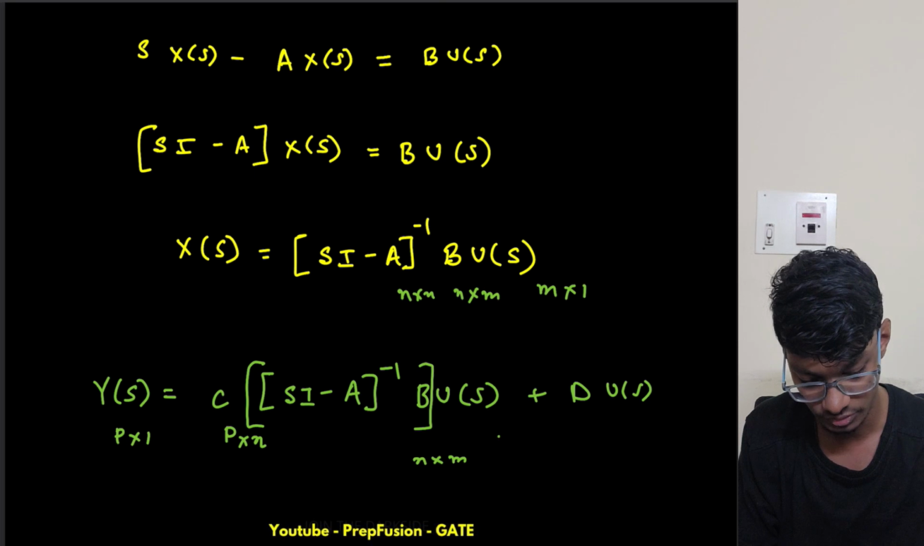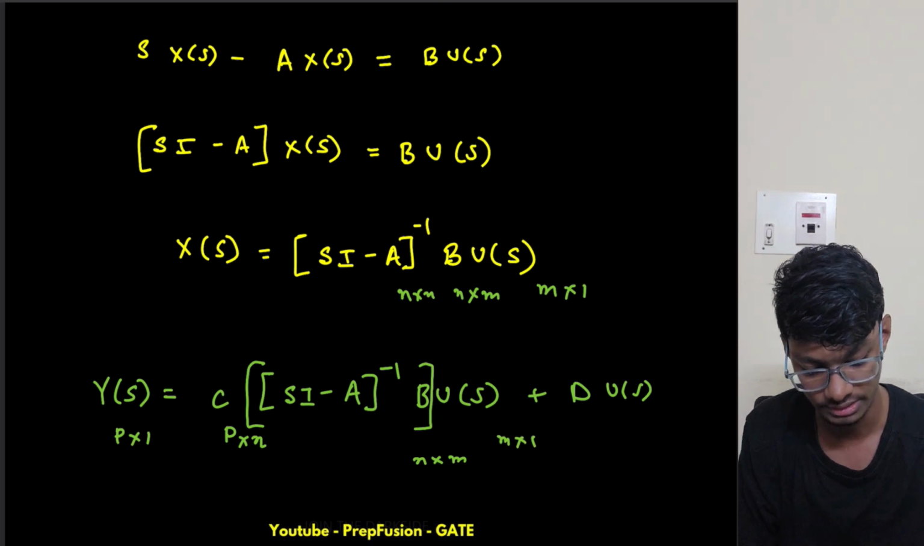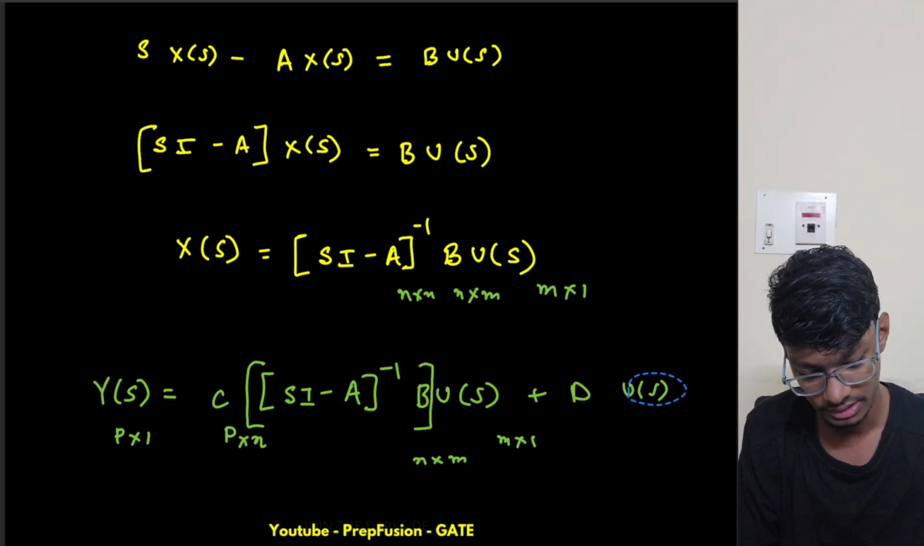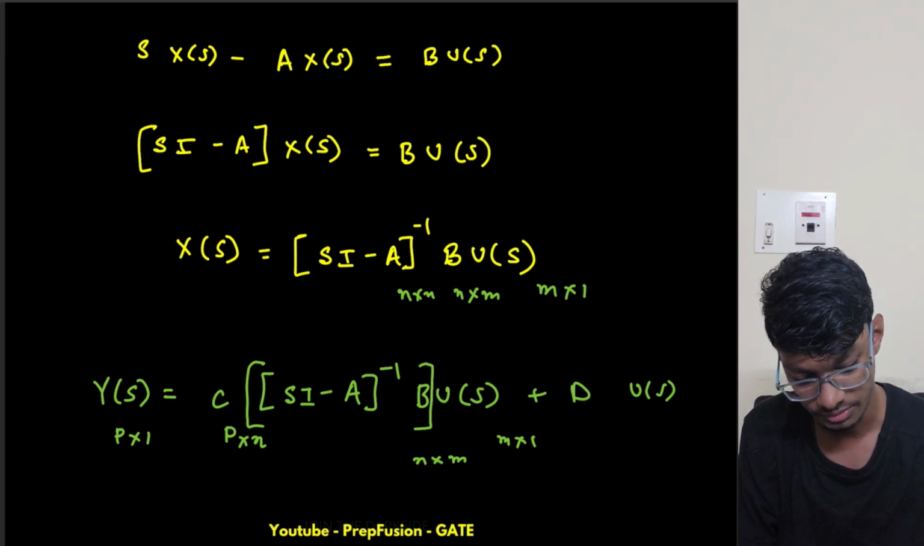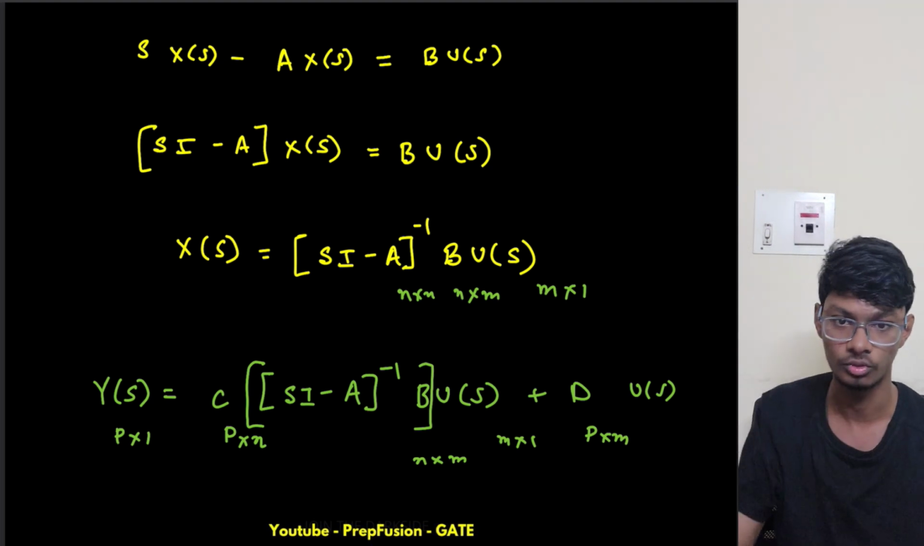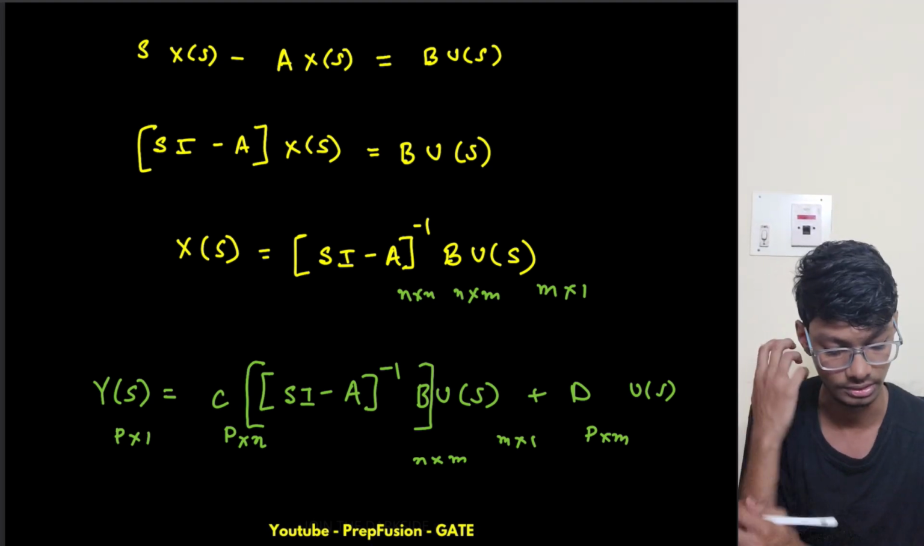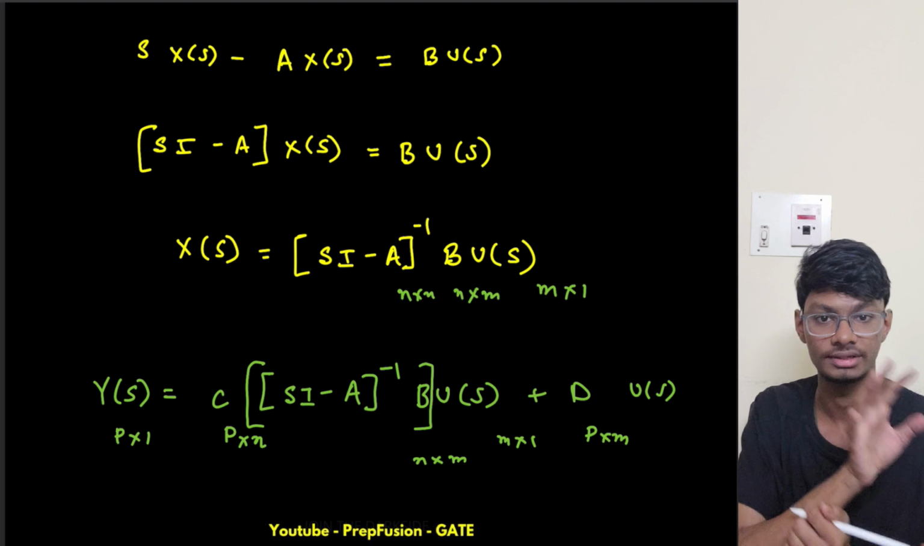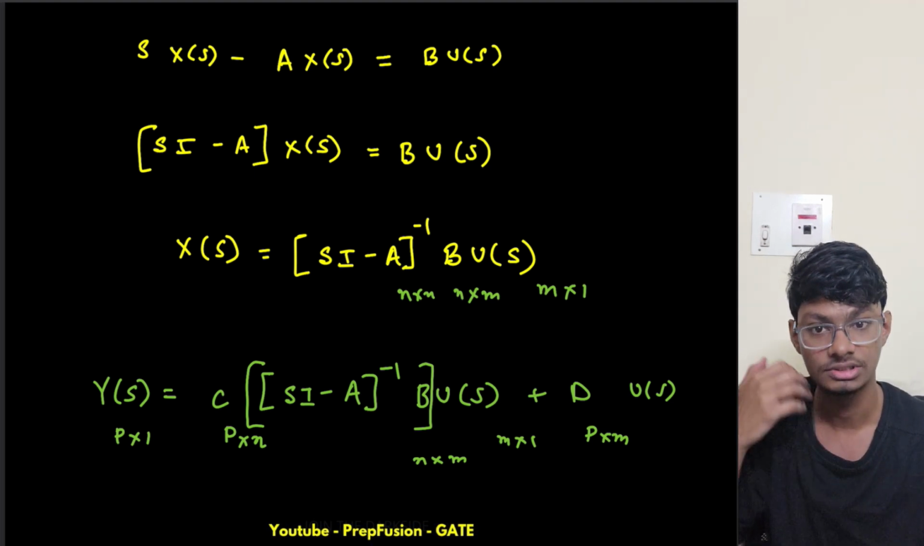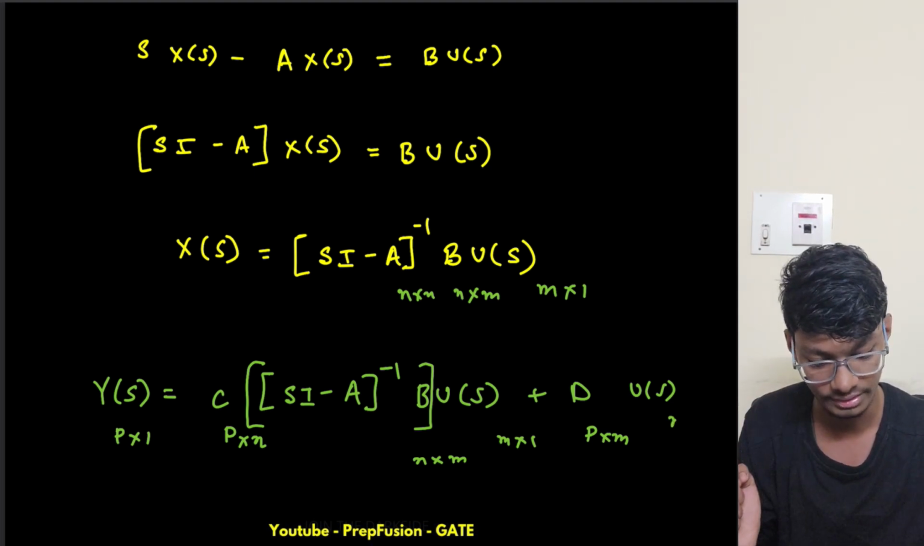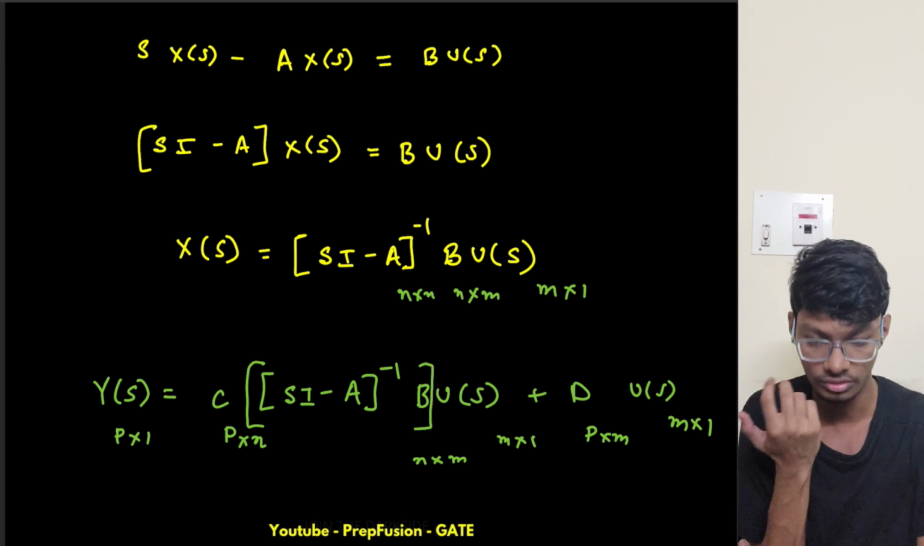Now this U has order of m cross 1, and this D has order of p cross m, because it is relating the output and the input. That's why you can remember it like that, it is relating the output and the input. And what order does U have? U again has order m cross 1. So that's how you remember that.